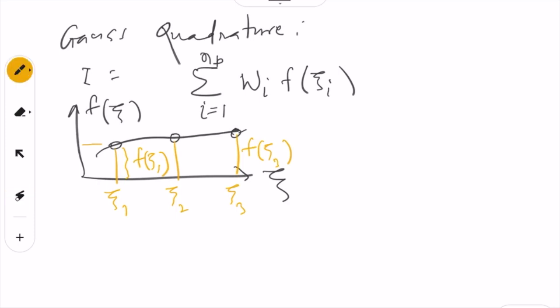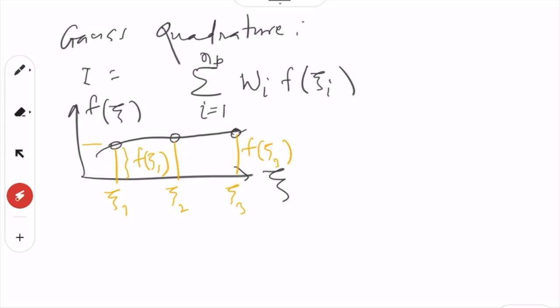The only thing now is, what will be the value of w, and what is the value of xi_i? Accordingly we have to find them out. And how can you find them out? We can find them out for the exact value.